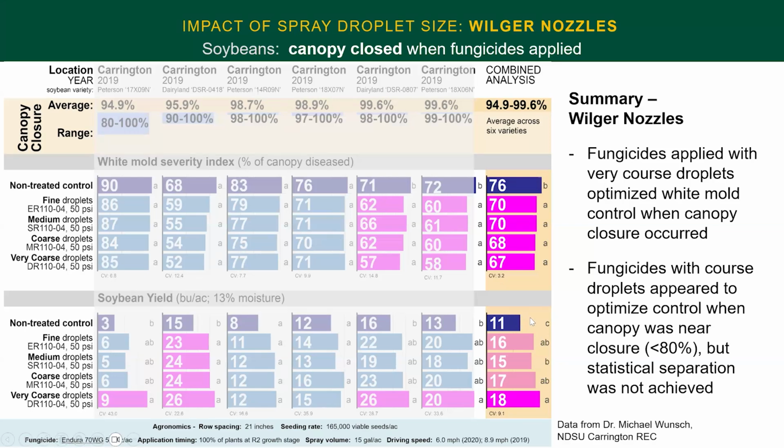Same thing within yield. The non-treated is yielding the lowest, and then our very coarse droplets are having the highest amount of yield, again protecting that crop when we're at canopy closure.